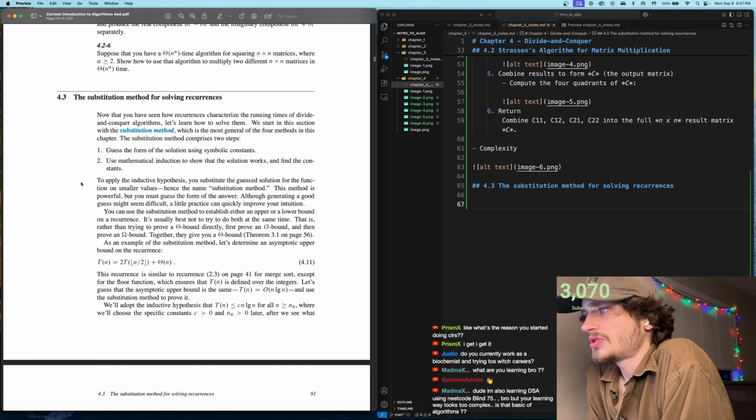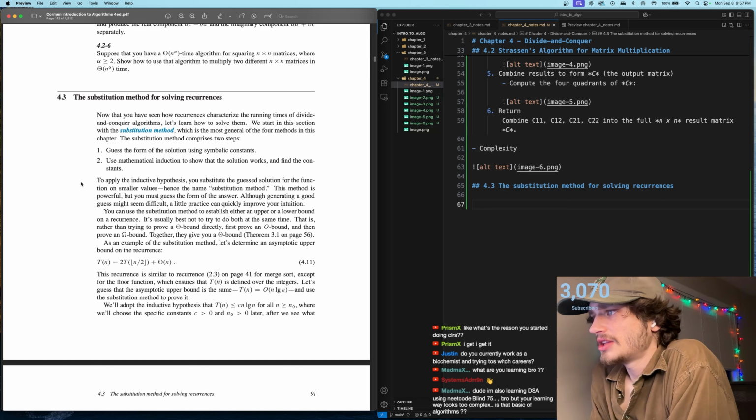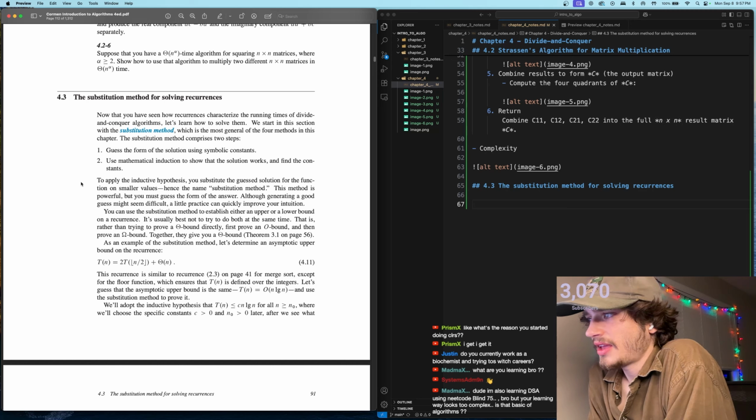You can use the substitution method to establish either an upper or lower bound on a recurrence. It's usually best not to try to do both at the same time. That is, rather than trying to prove a theta bound directly, first prove a big O bound, then prove a big omega bound. Together they give you a theta bound.